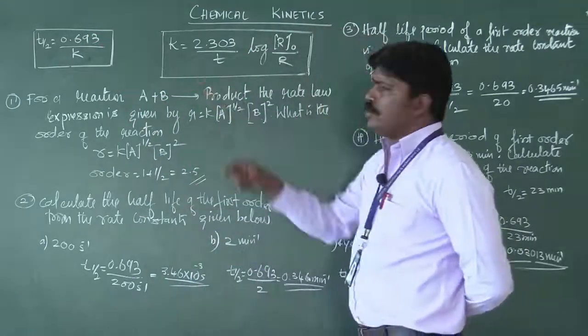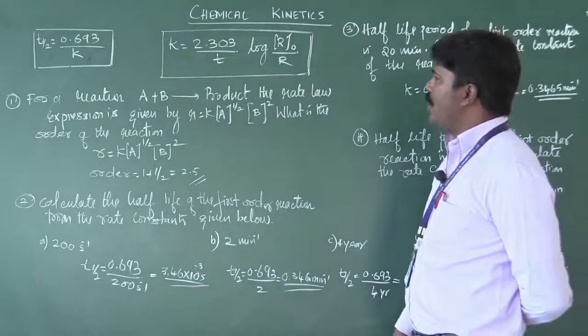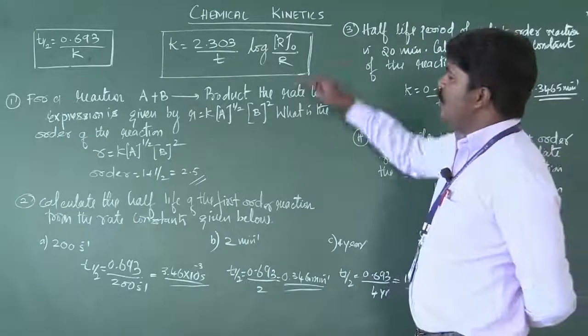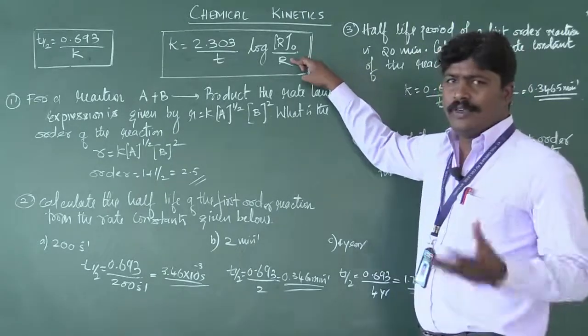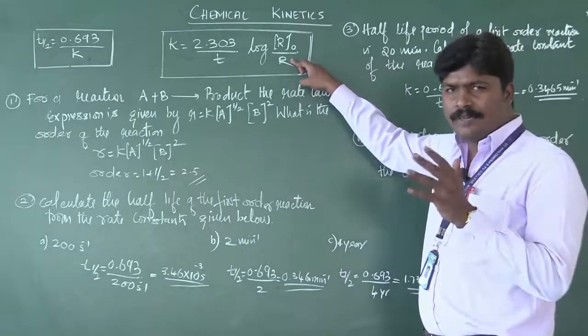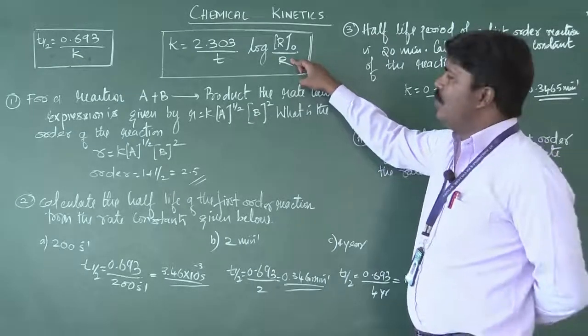And K is equal to 2.303 by T log R naught by R, where R naught is the initial concentration, R is the concentration where you stop the reaction. We can find at that particular point what is the rate constant.